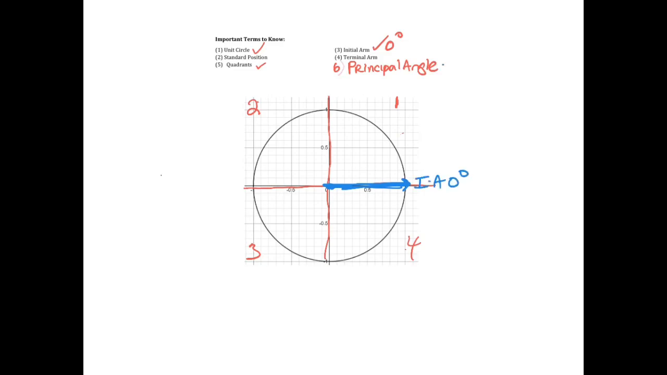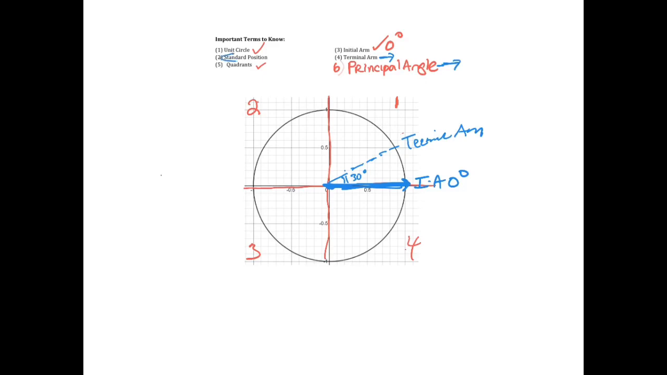Now principal angle, this one here. Well, the principal angle is the angle between the initial arm and the terminal arm. It actually dictates how far to move. So let's just say the principal angle we're interested in is 30 degrees. I'm going to draw 30 degrees here. So here, this is your principal angle. And this thing I'm drawing here is called the terminal arm.